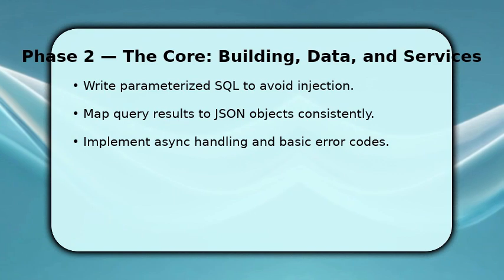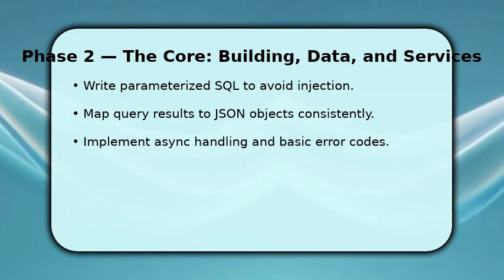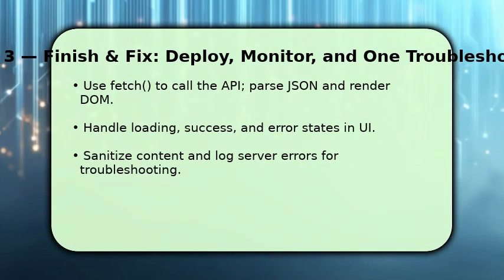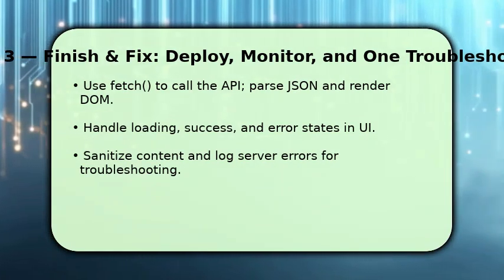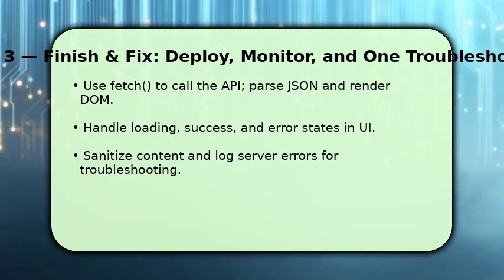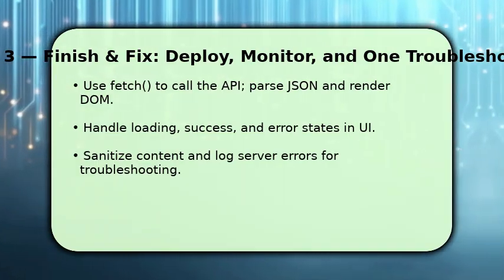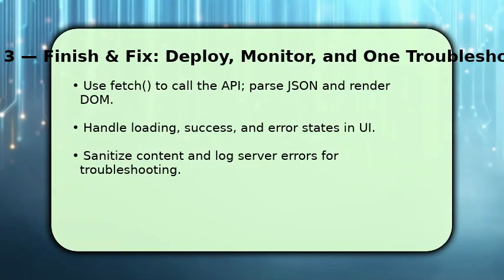Once the API reliably returns JSON, you can connect the HTML fetch logic. You now bind the front end. Use fetch from your HTML script to call the API, await response.json, and render rows into the DOM using templates or innerHTML safely.